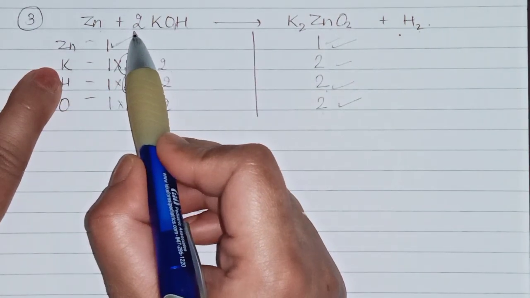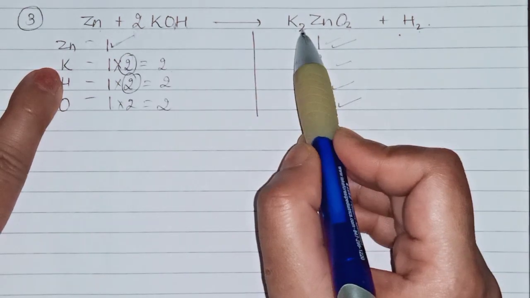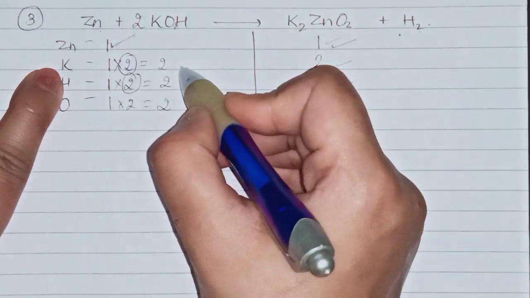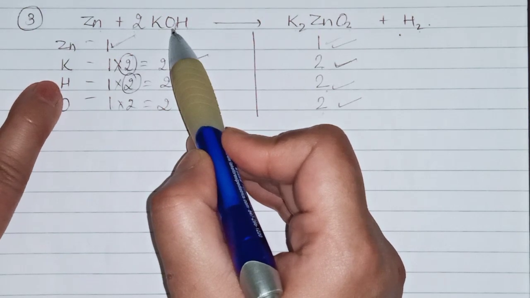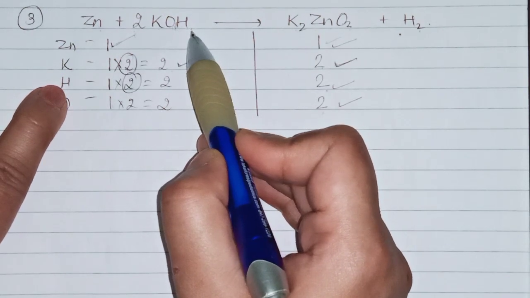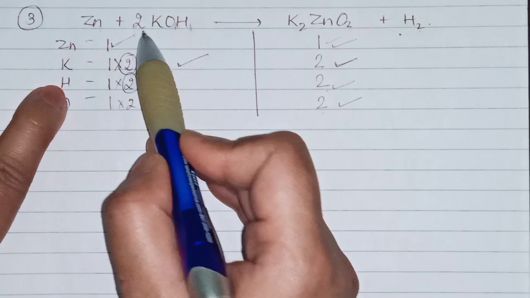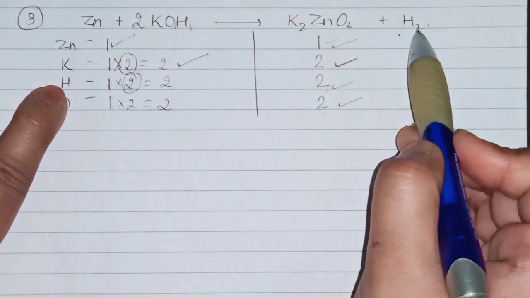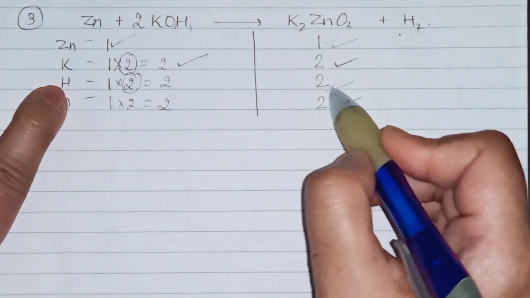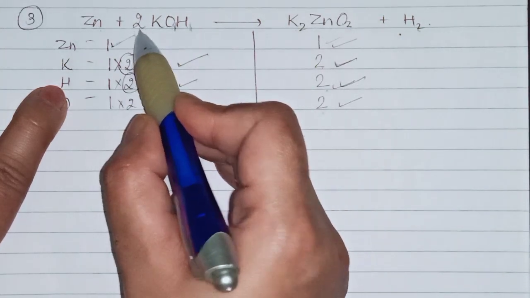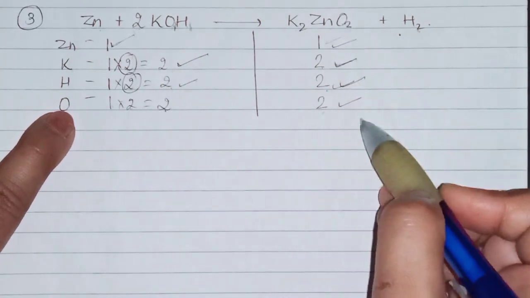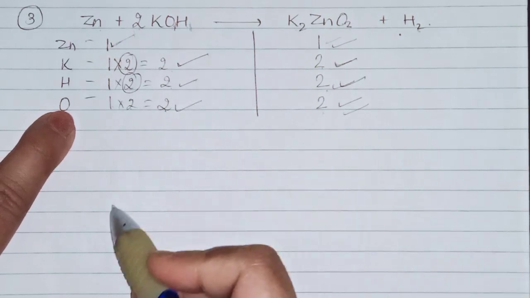Potassium this side reactant is 2 and this side product is 2. Again it is balanced. Now next hydrogen, this side is 1 into 2 is 2 and hydrogen it is already 2 atoms. So both side it is balanced. Now oxygen 1 into 2 is 2 and this side already 2. So it is also balanced.